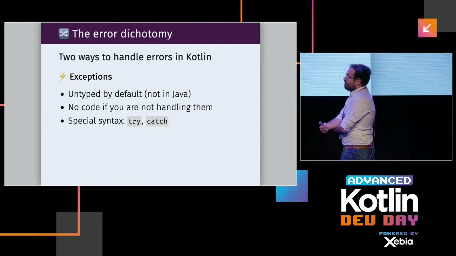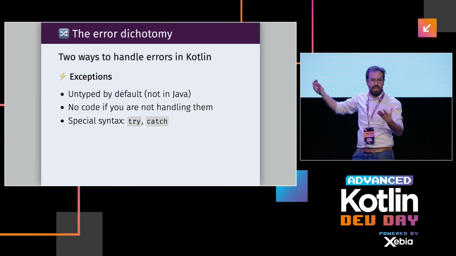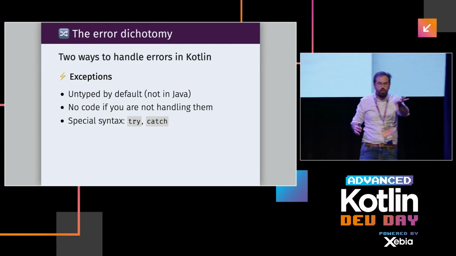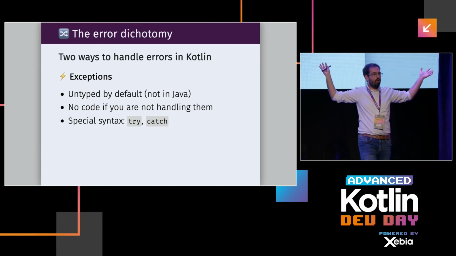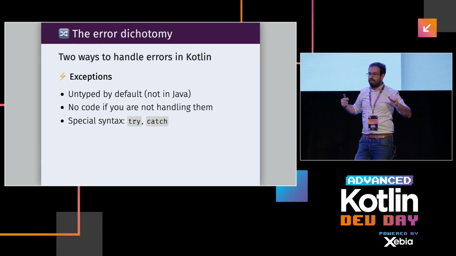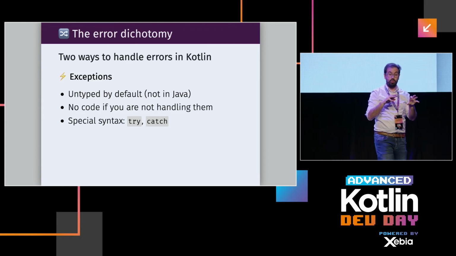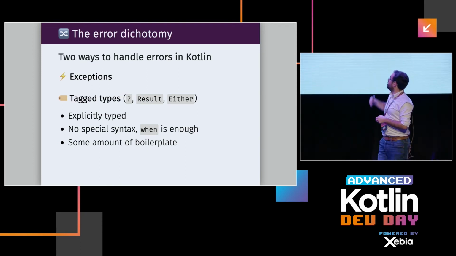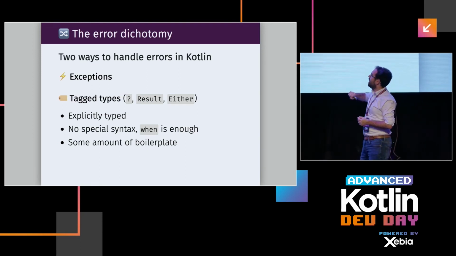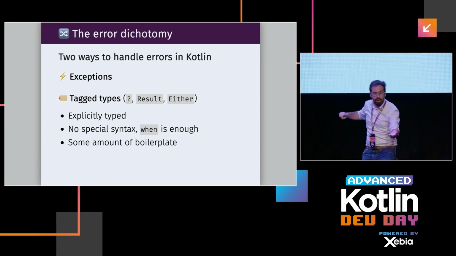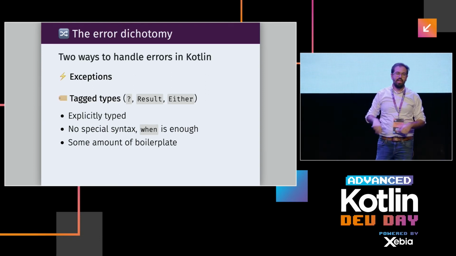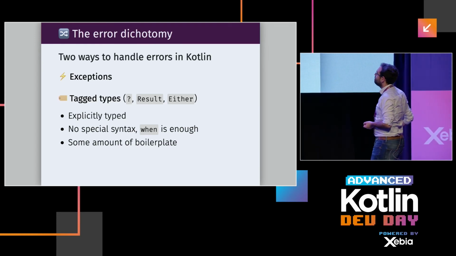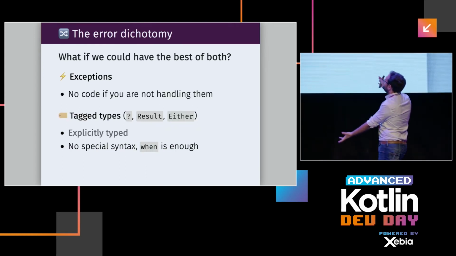So, yeah, in Kotlin you have these two ways to handle errors, right? You have exceptions, which are untyped, but it has good things. If you are not handling them, you write no code. Things just magically bubble. And it has a special syntax, like try and catch, so you clearly show what's happening. Now, the other possibility is to use things like result or nullable types, which are more explicit. You declare them, but then you have to write boilerplate and maps and flat maps or whens and things like this. So what if we could have the best of both worlds, right?